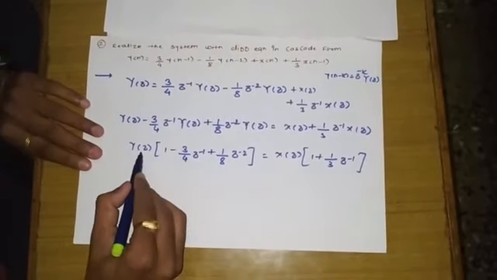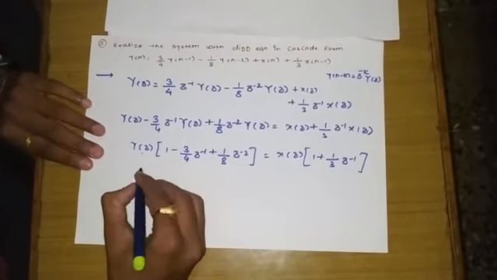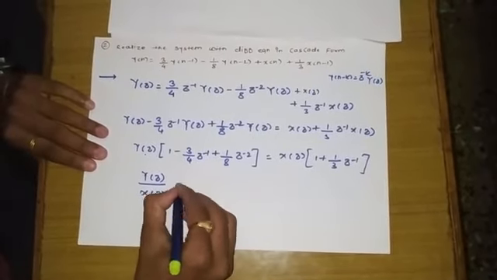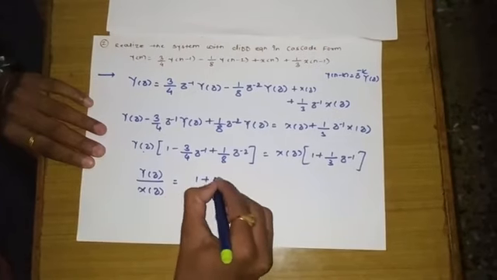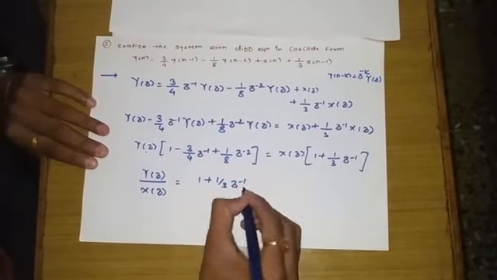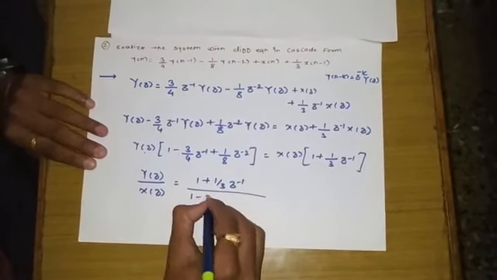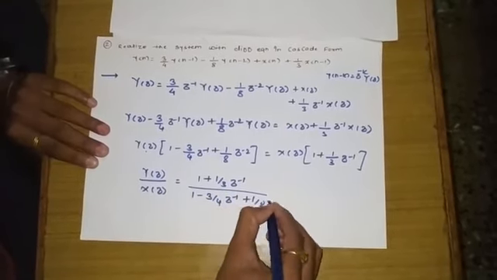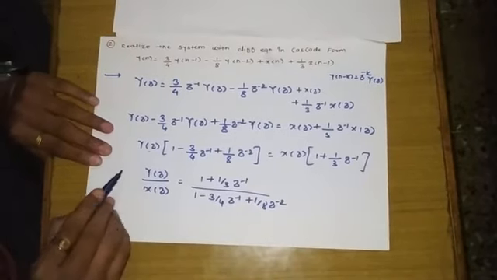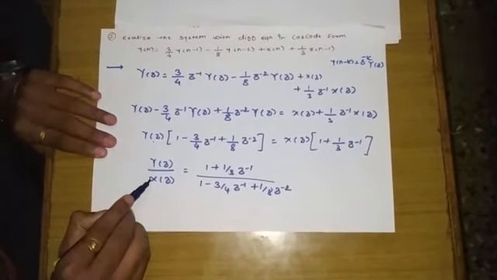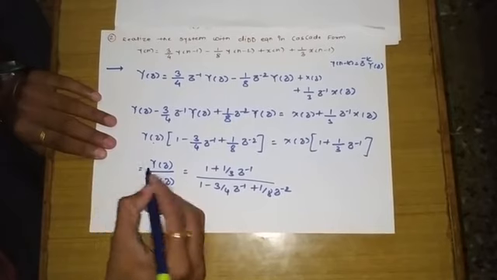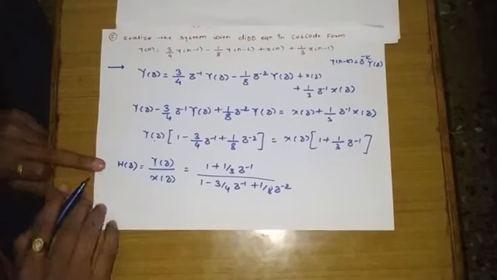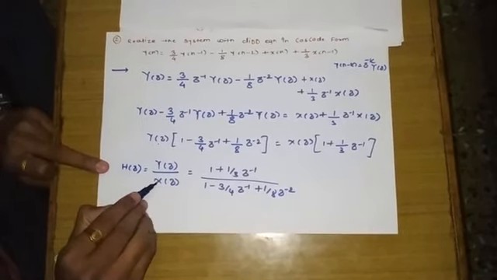Now in the next step, we'll divide y of z by x of z. So y of z upon x of z becomes 1 plus 1 by 3 z inverse divided by 1 minus 3 by 4 plus 1 by 8 z raised to minus 2. Now you know that y of z by x of z is nothing but h of z, that is the transfer function of the system. H of z is the ratio of y by x.